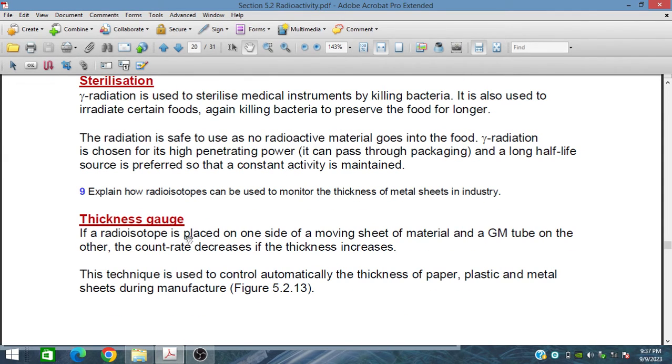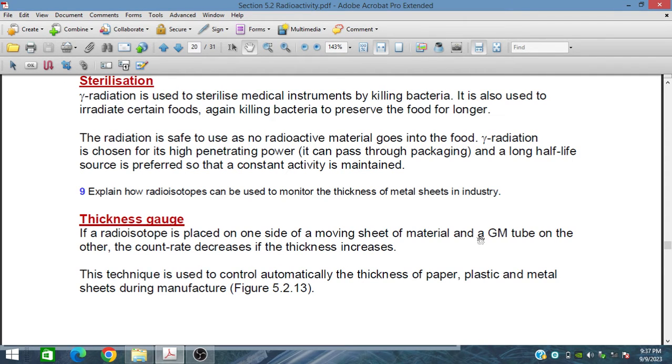If the radioisotopes are placed on one side of the moving sheet of a material and a GM tube on the other, the count rate decreases if thickness increases. If thickness increases, then the count rate will decrease. This technique is used to control automatically the thickness of the paper, plastic and metal sheet during manufacturing. So the thickness can be maintained by the count rate.